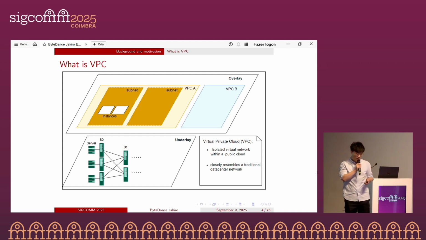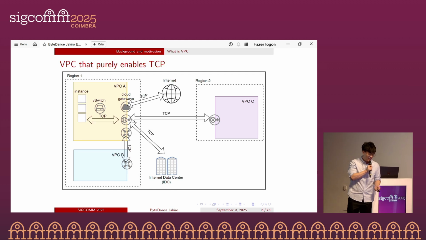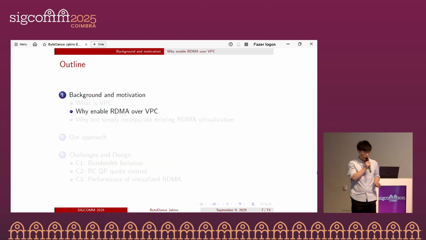Cloud providers have enriched the connectivity of VPC ever since its design. Now tenants are allowed to connect a VPC with the internet, and with different VPCs, either inter-region or intra-region. You can also connect a VPC with a local on-premises data center. The problem is that these are all TCP, because traditionally VPC only enables TCP. So an interesting question to ask is: should we enable RDMA in VPC, and why should we do it?